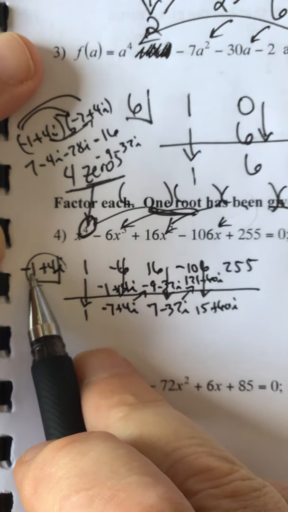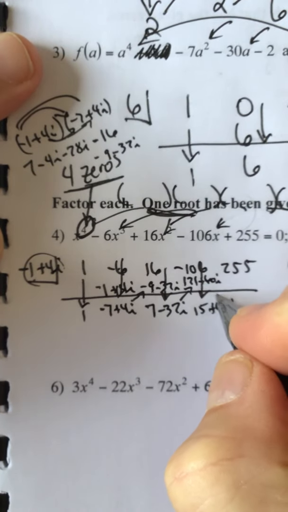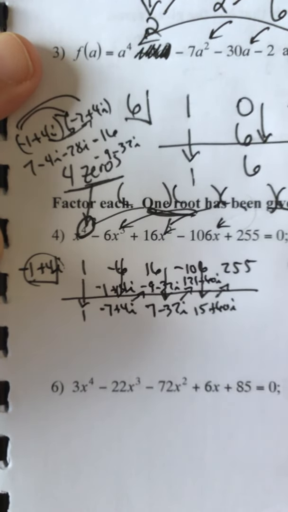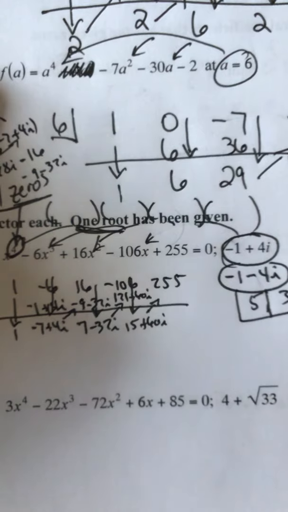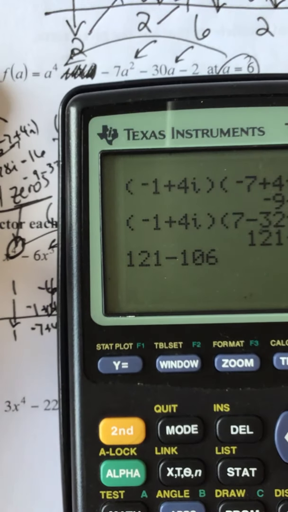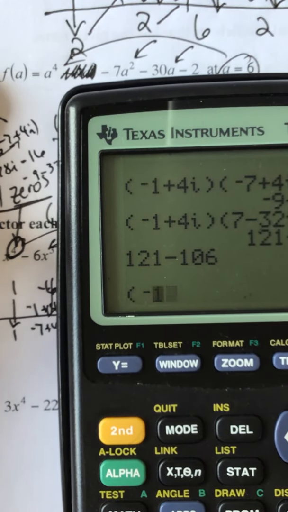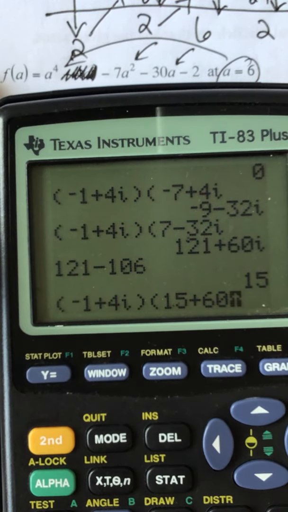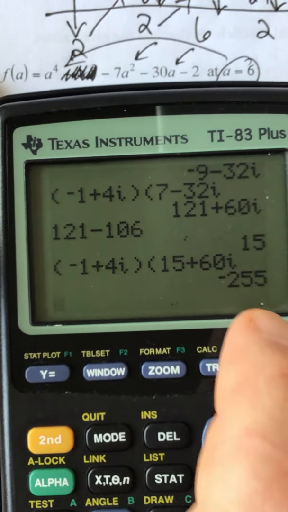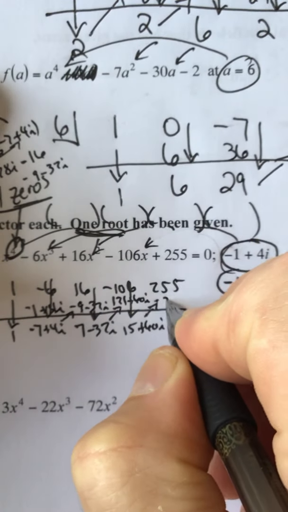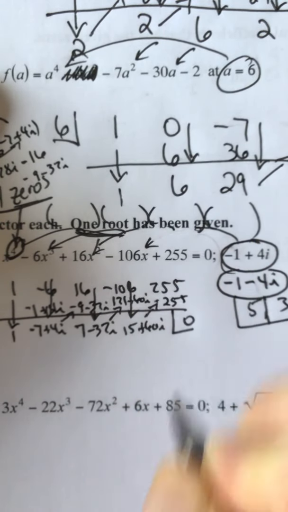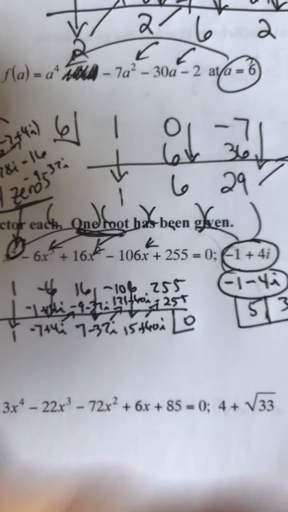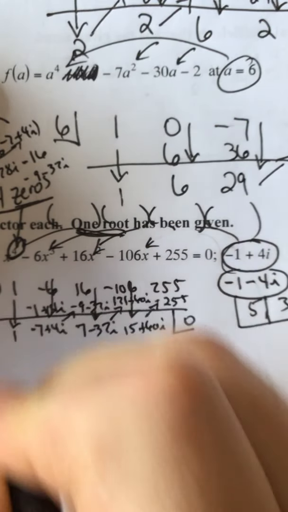Okay, I'm going to multiply this one times this one and put it up here. Now, it better be negative 255 or else this didn't end up being 0. I'm going to make sure that's the case. So on my calculator, negative 1 plus 4i times 15 plus 60i. Sure enough, negative 255. So that adds up to negative 255, remainder 0. Okay, that's step 1. So that's telling us that this is a 0.